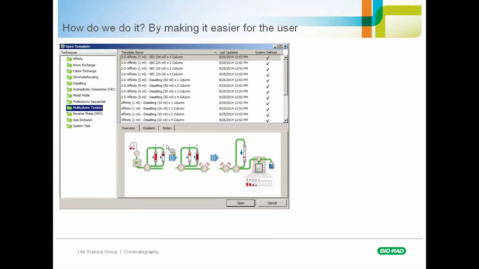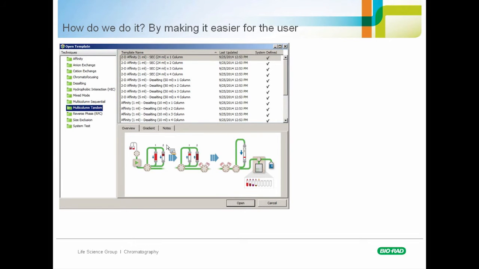So for those of you that are familiar with the NGC instrument and the software, you will have seen the method templates that we have built into here. Traditionally, historically, one of the complexities of being able to do 2D and multi-D chromatography has been the complexity of creating the methods and ensuring that what you're eluting from one column is being directed to the next column in the correct way, the correct volumes, the correct buffers are being selected, etc.